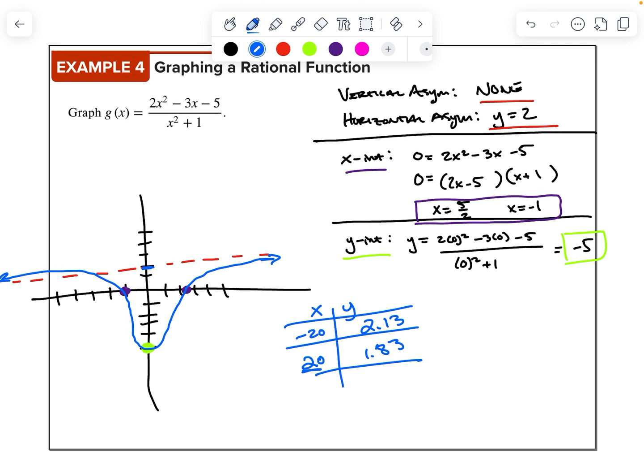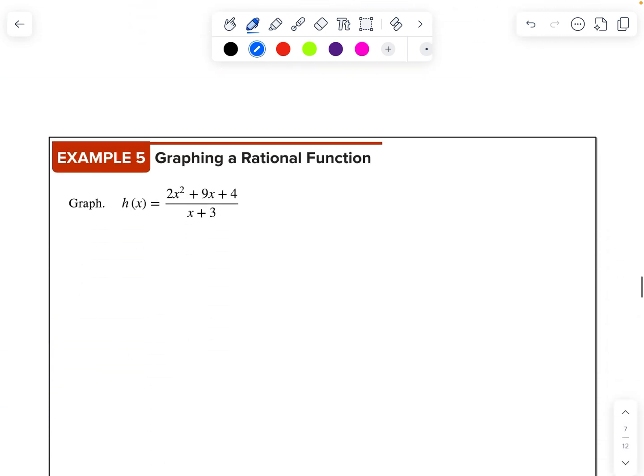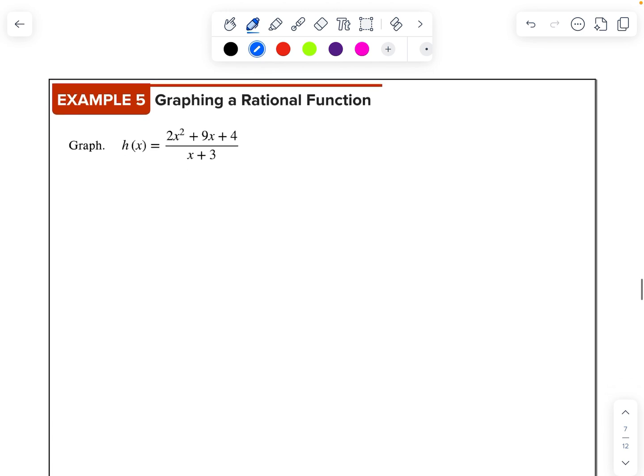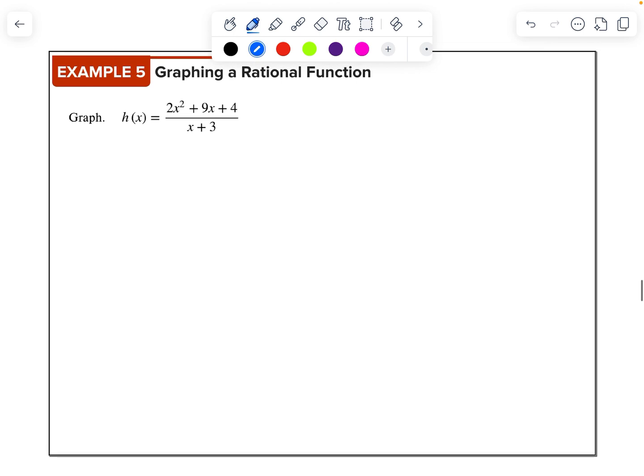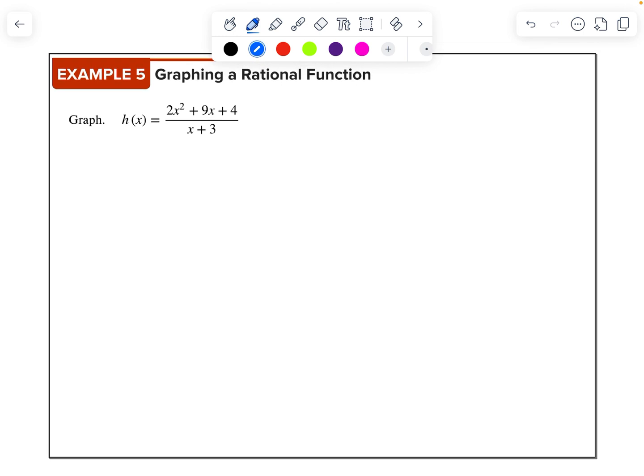I hope that one gave you a little bit of confidence. If not, you're going to have plenty more opportunities. That's the third one that we've graphed. We're going to graph several more. Here's another example. Let's try and find all those things. For all of these, I would suggest pausing, finding all the stuff that you can, and then catching back up with me.